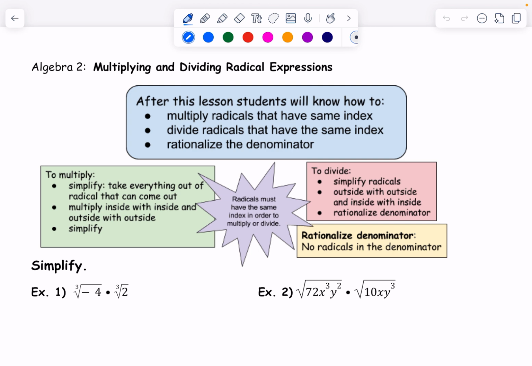Okay. So when we're looking at this, when we simplify, we always want to simplify before we even multiply or divide, which means anything that can come out needs to come out. And also for multiplying or dividing, we were always going to do outside with outside, inside with inside, right? So that means the radicand is going to be multiplying with the radicand, and the radicand can be dividing by the radicand, right? And then we always simplify. Now, when we do all these things, it's very important that the radicals must have the same index, right? In order to multiply or divide, they have to have the same index. If they don't, then there's nothing that you can do.